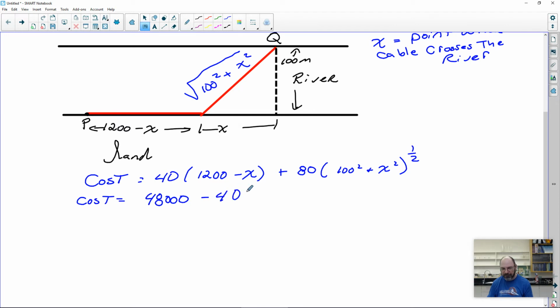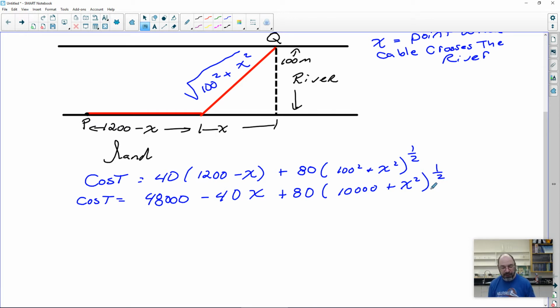And subtract a 40x. And this we can't really expand out because we have a square root thing. We have to do the derivative of that. So we're just going to leave that as, we're going to get the 100 squared out. We're going to leave it as 80. And then we're going to write this as 100 squared, which would be, if we square 100, 10,000 plus x squared to the 1/2. Okay, so that's our cost equation.